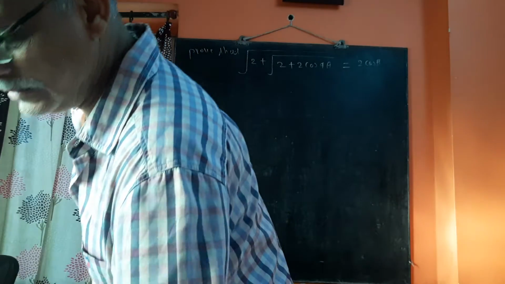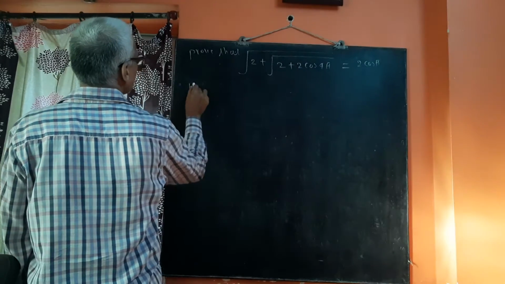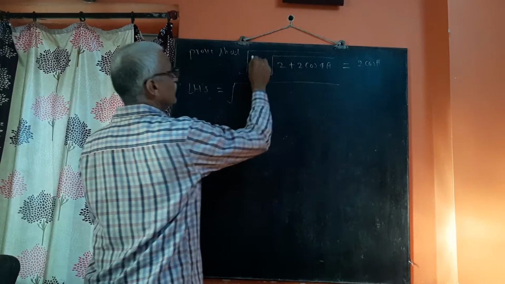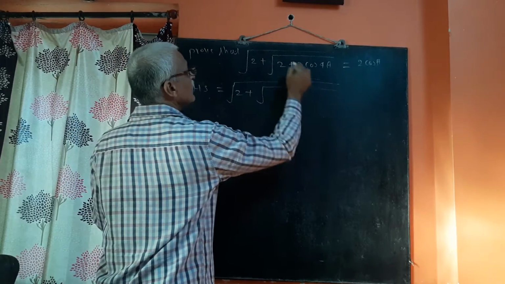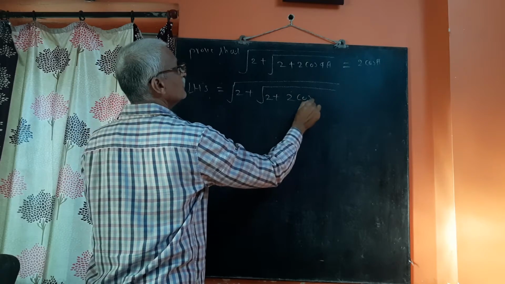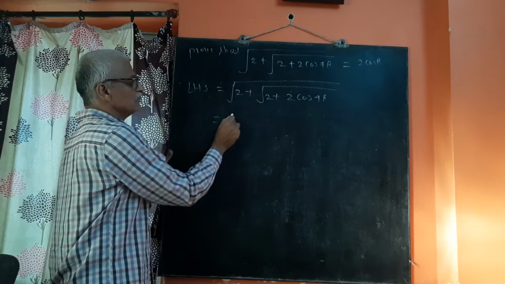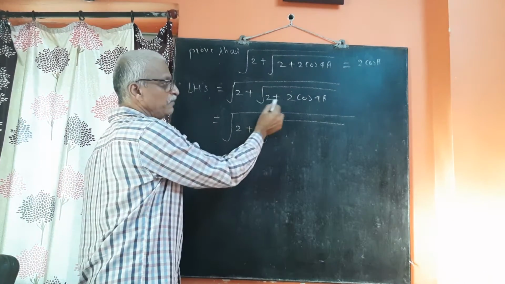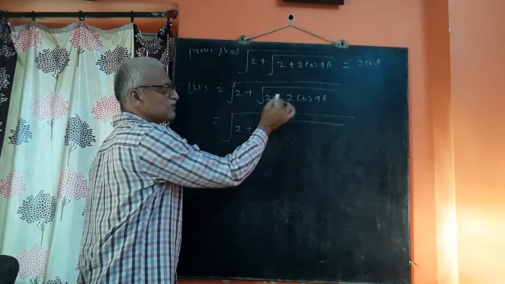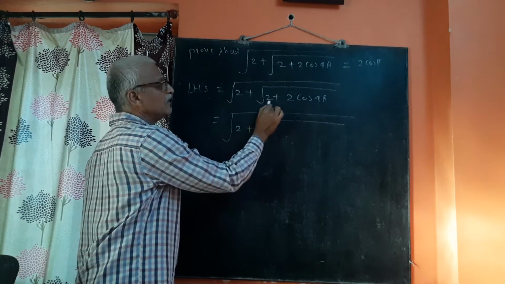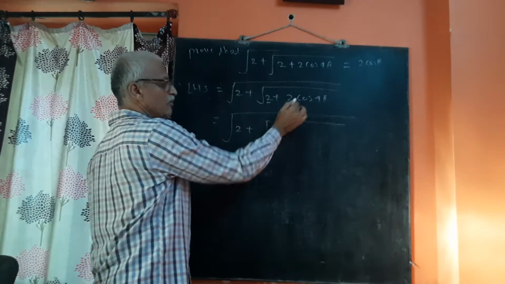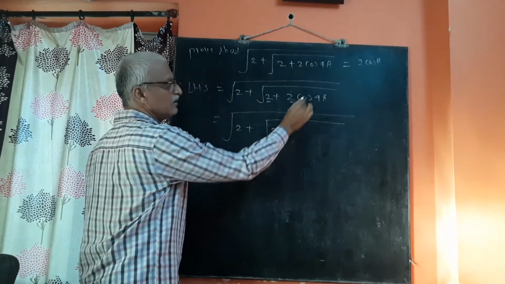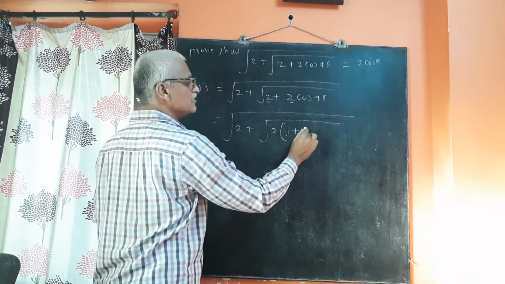Now consider the LHS, which equals the square root of 2 plus square root of 2 plus 2 cos 4a. From these two terms, here it is 2, here it is 2, we can take 2 common. Taking 2 common, we get 2 into, in the bracket, 1 plus cos 4a.